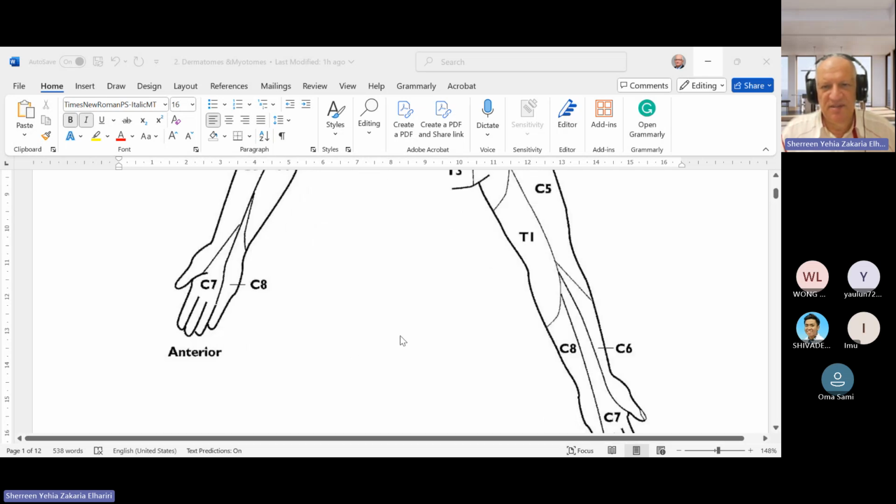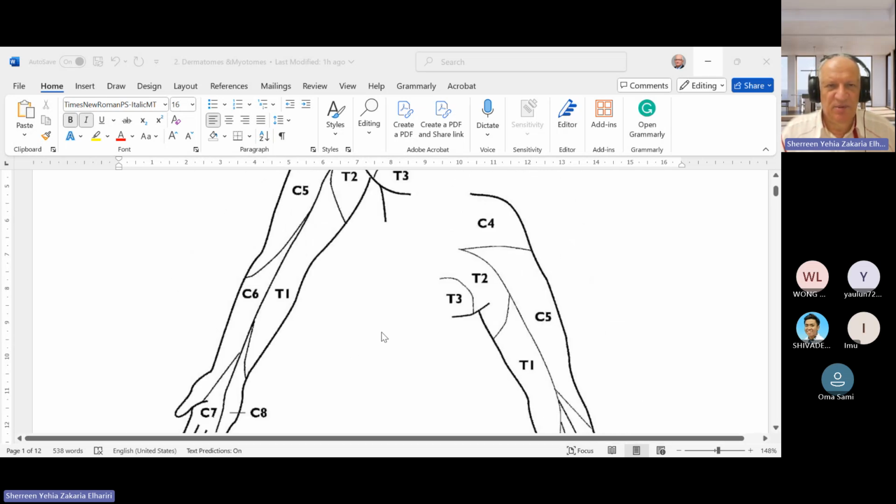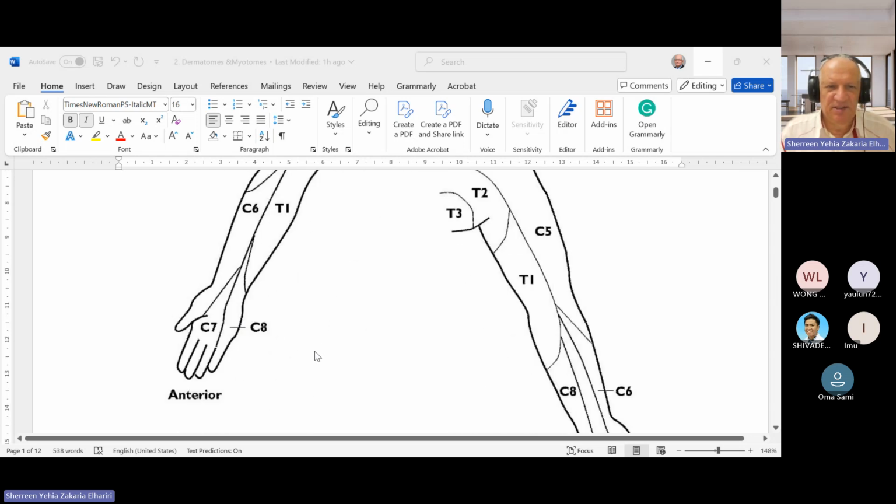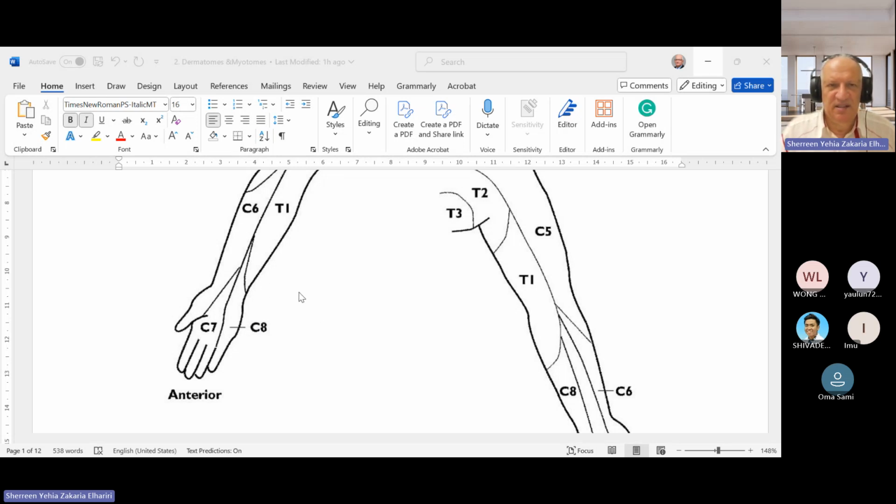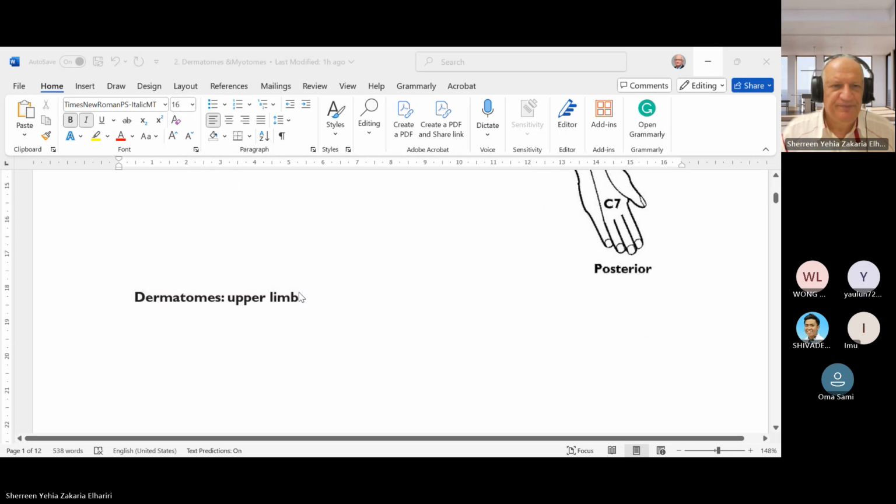Of course, it's the same on both sides. So this is very important. Dermatome is very important because they have questions like the patient has loss of sensation in the thumb, or loss of sensation in the little toe. So it is important to know the dermatomes for the upper limb.